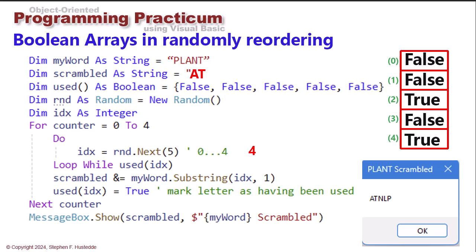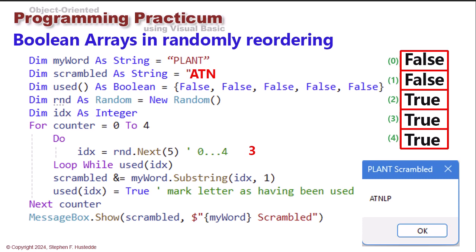Next counter, we're going to generate a random number between 0 and 4. And let's say it randomly generates a 2 again. Well, now used idx is true, so my loop while being true will go back through the loop again and generate another number for idx. And let's say it gets a 3. Used element 3 is false, so we're going to concatenate to scrambled substring element 3. That's our N in one character, and scrambled now equals ATN. Used idx element 3 becomes true.